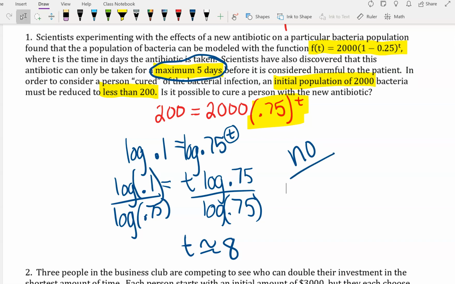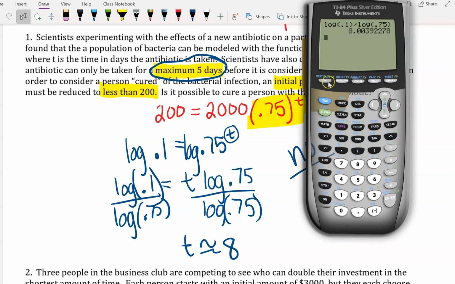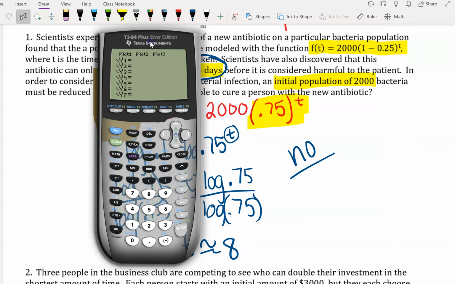Okay. We could have done this by typing this into our graphing calculator. I think I did this already. Oops, it erased from my graphing calculator. Just type it again: 2,000 times 1 minus 0.25, which becomes 0.75, or you can write it the other way, it doesn't matter, to the power of t, or in this case we'll put x.